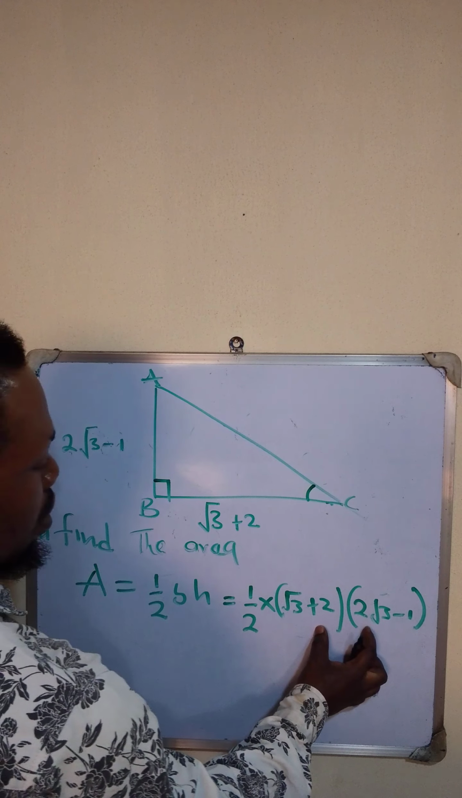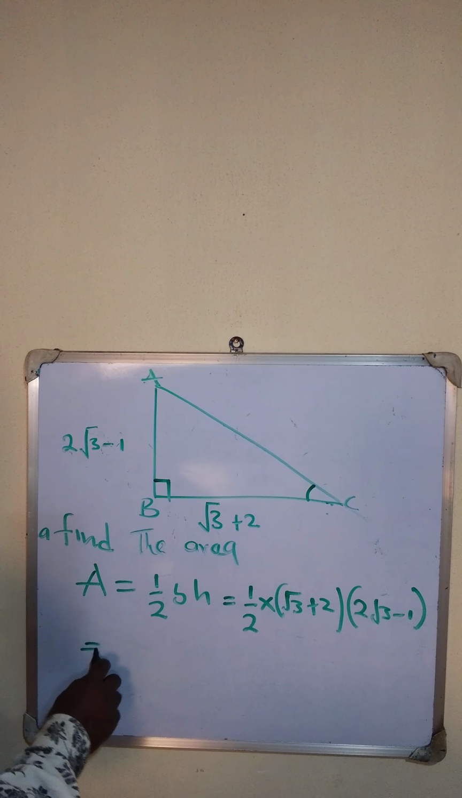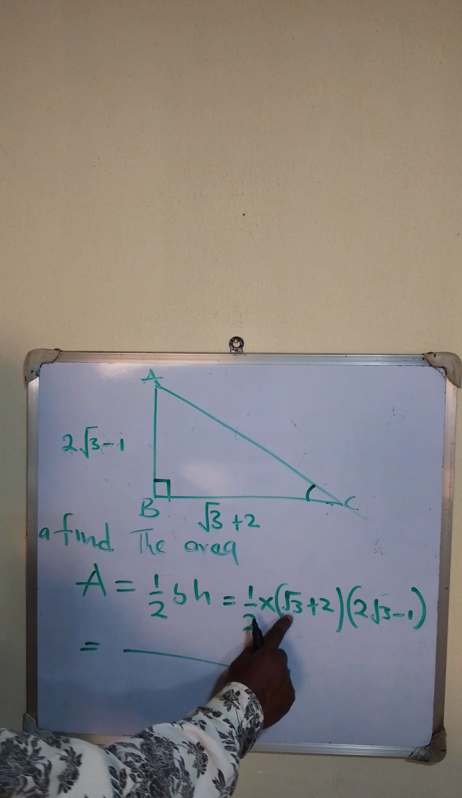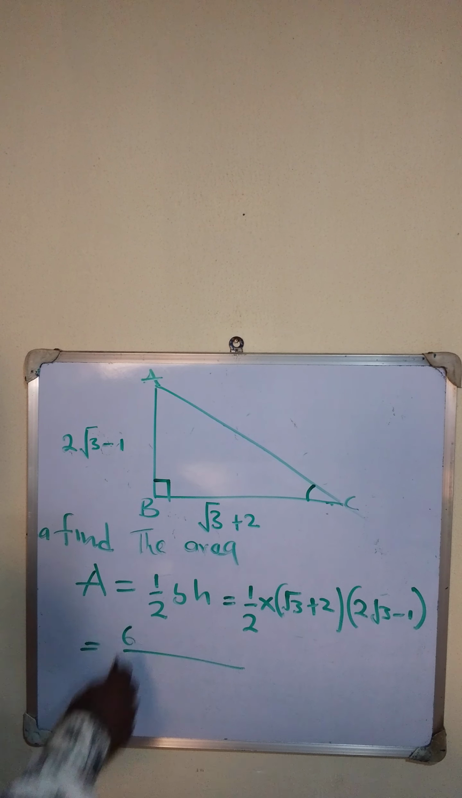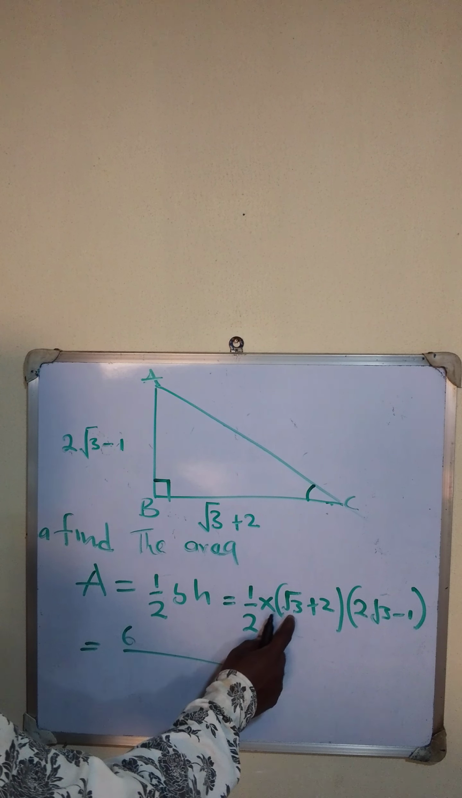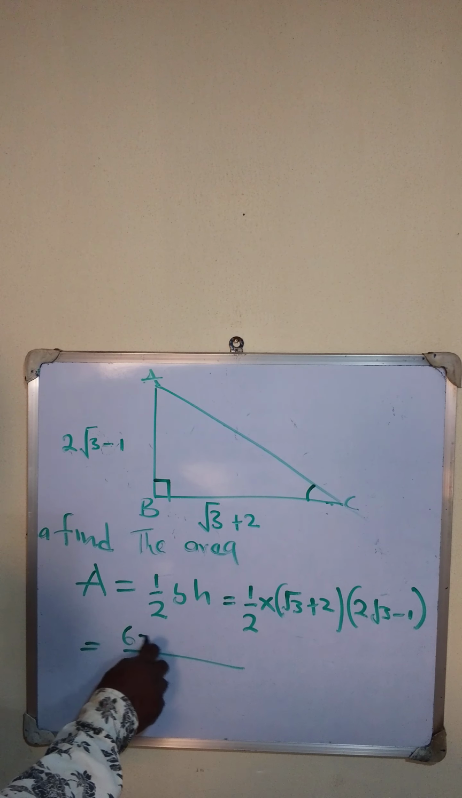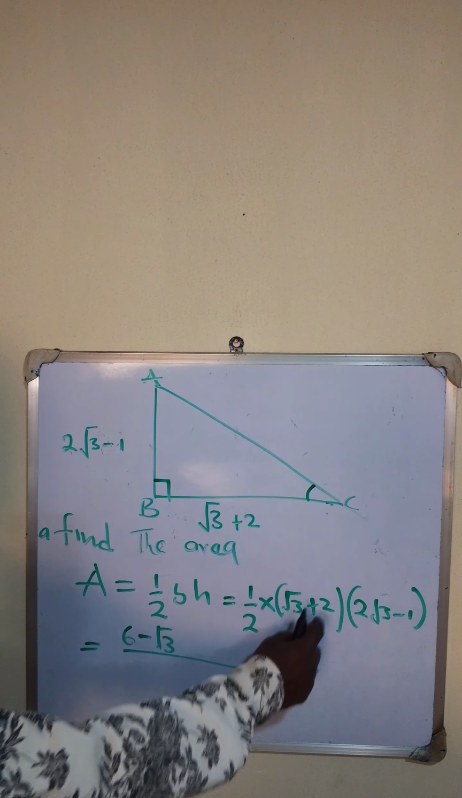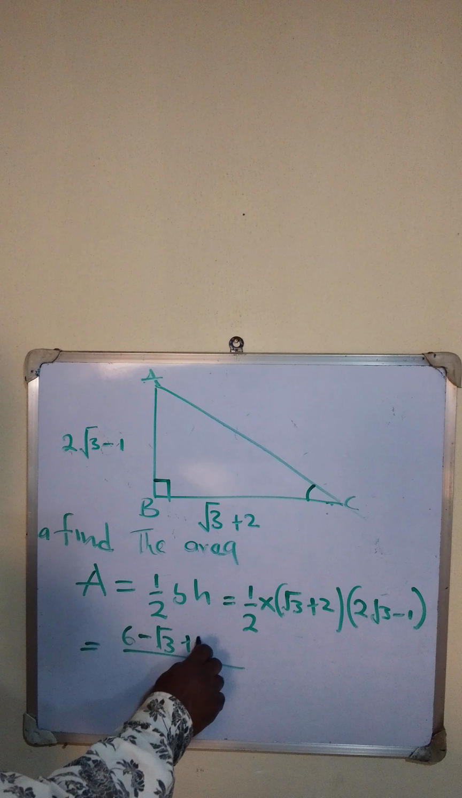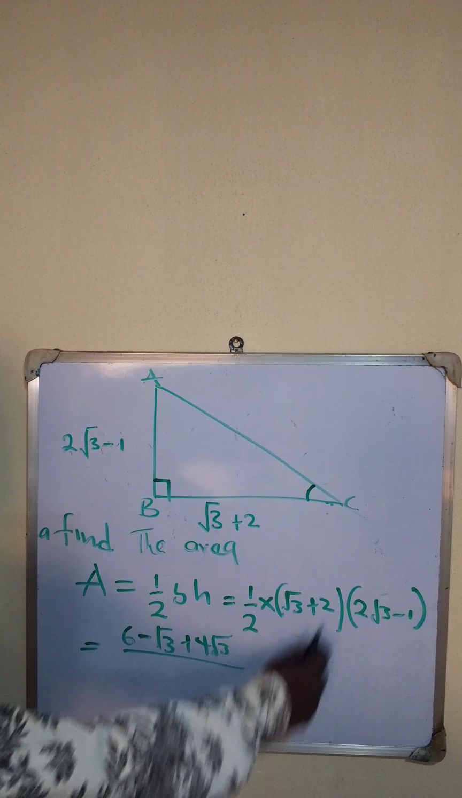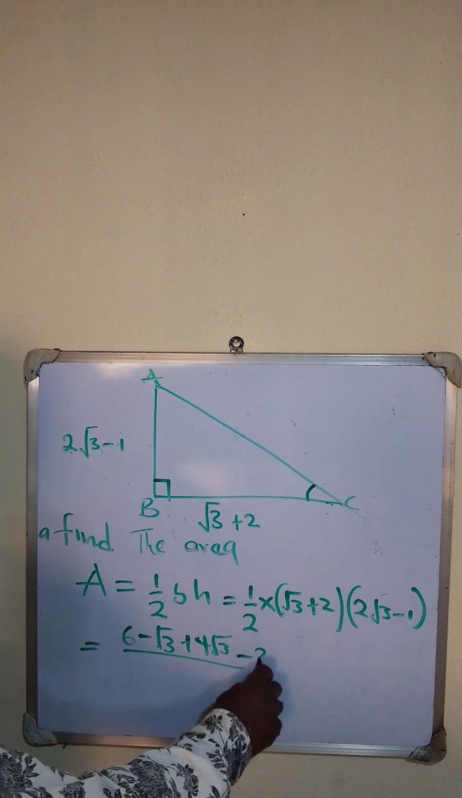So you expand the bracket here, everything over 2. It will give us, root 3 times 2 root 3. Root 3 times root 3 will give us 3. Then 3 times 2 will give us 6. So we have 6 here. Root 3 times minus 1, you have minus root 3. 2 times 2 root 3, 2 times 2 gives us 4, that is plus 4 root 3. Then 2 times minus 1, you have minus 2.